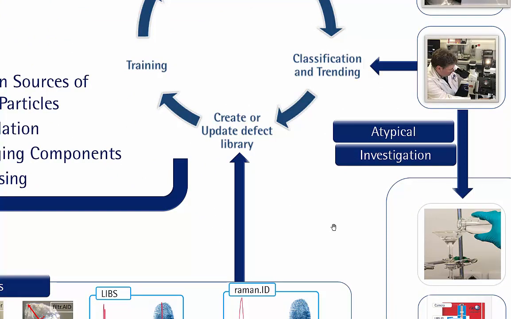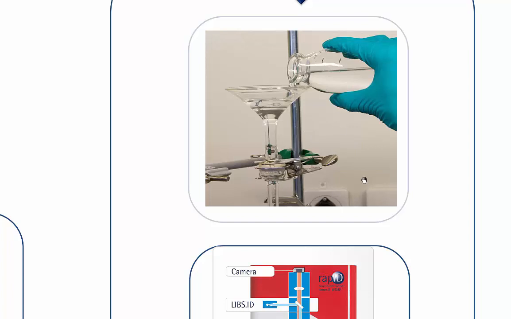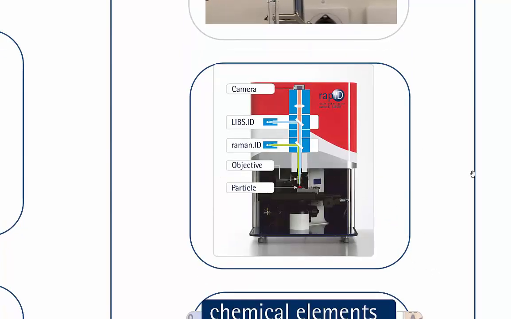If it is something atypical that you see, that triggers an investigation. Here the real streamlined approach is that you isolate the particle by means of filtration. It takes you, let's say, 10 to 15 minutes, including cleaning the glassware. Then you have the particle isolated on the filter, put it into the instrument, and you can apply Raman and LIBS accordingly. And you get a nice high quality picture.